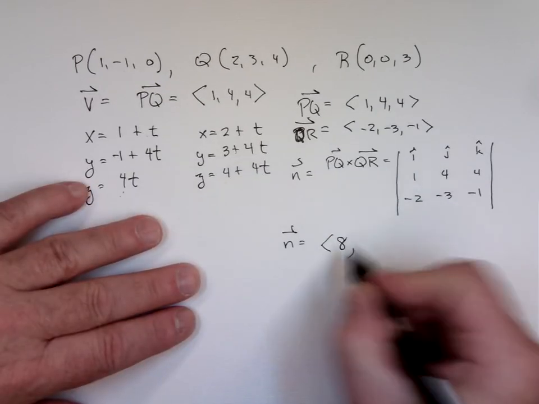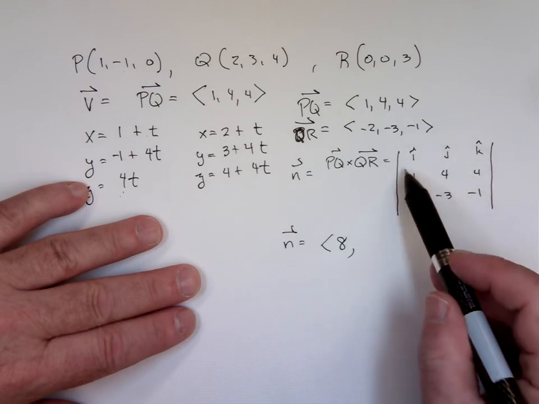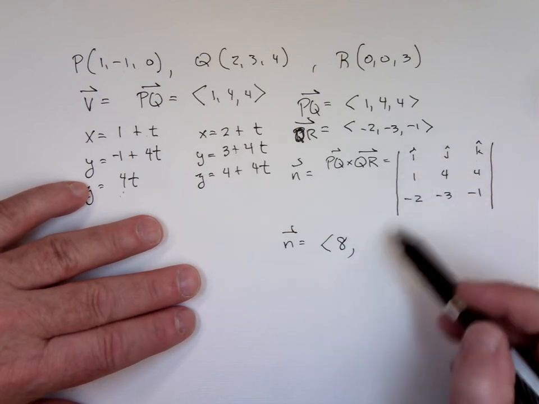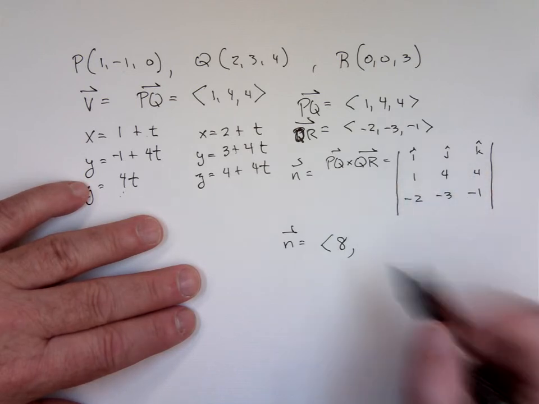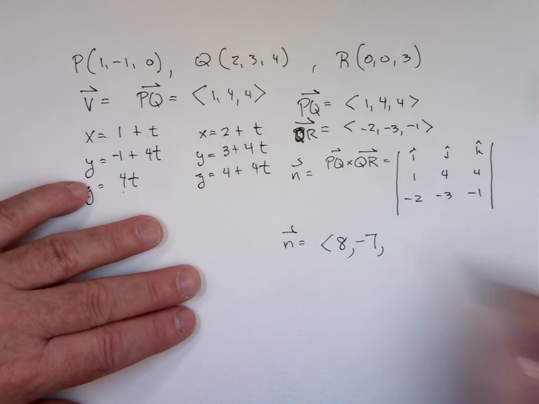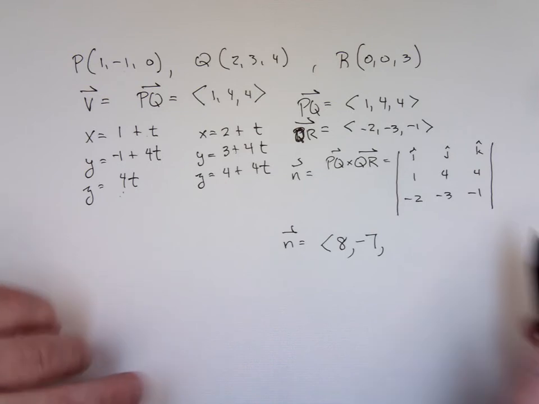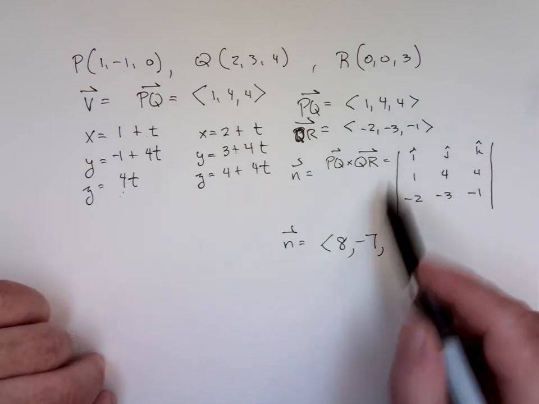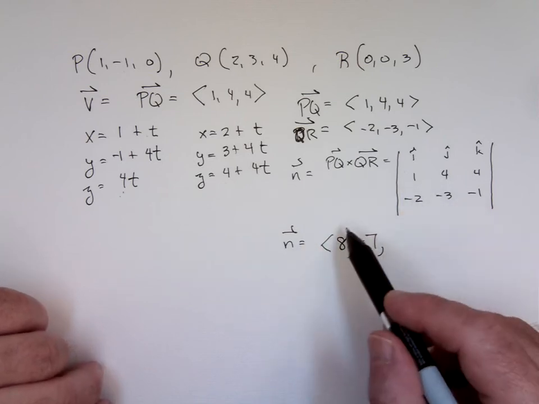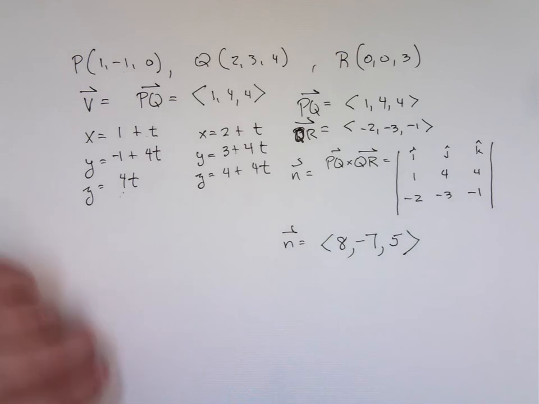Cross this out, cross this out. We get negative 1 minus negative 8. Negative 1 plus 8 is 7, but we have to take its opposite for the middle one. I hope, I think that's okay. Is it right, Anthony? Okay. And then cross this out, we get negative 3 minus negative 8, which is negative 3 plus 8, is 5. That's my normal vector.